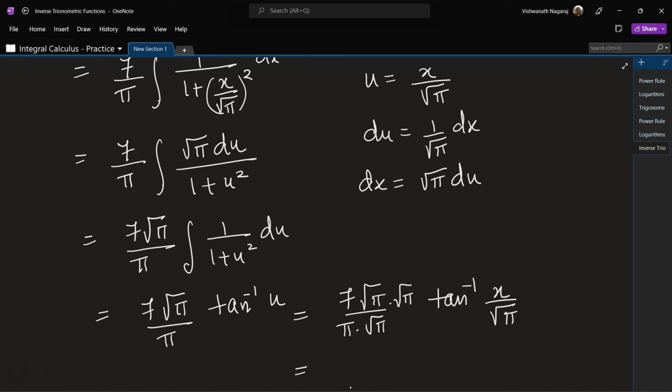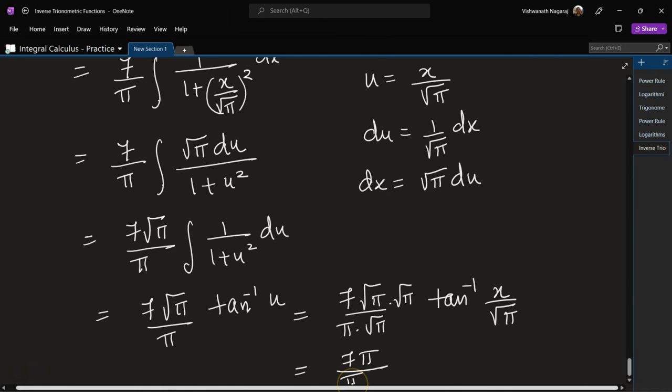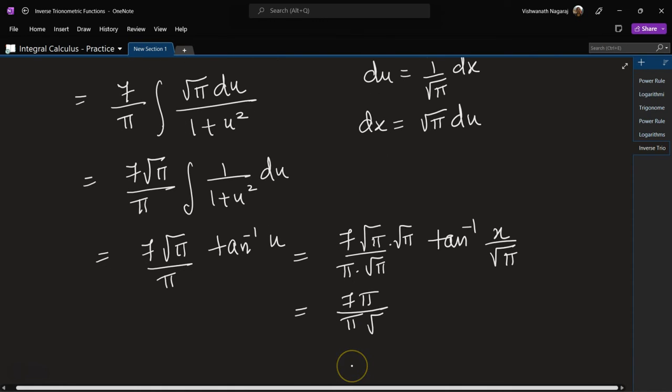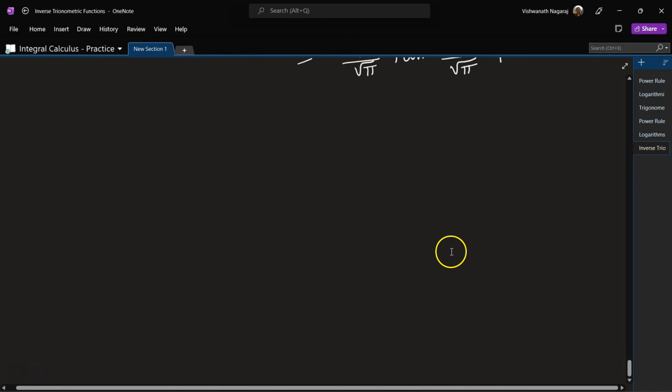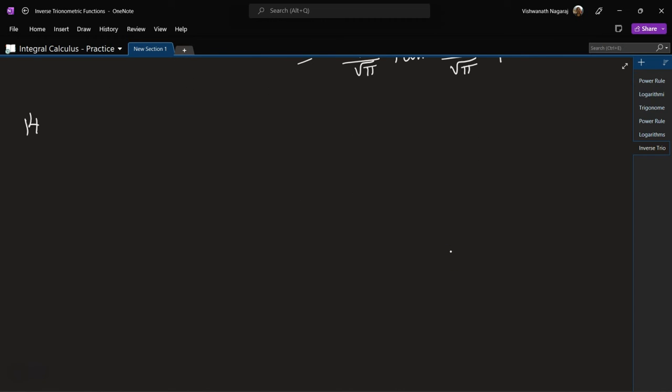So now here what happens? This becomes 7 pi by pi square root of pi. This pi and pi cancels, and we have tan inverse of x by square root of pi. So our final answer is 7 by square root of pi tan inverse of x by square root of pi plus c. So that is that. So now let's go to the 14th one.